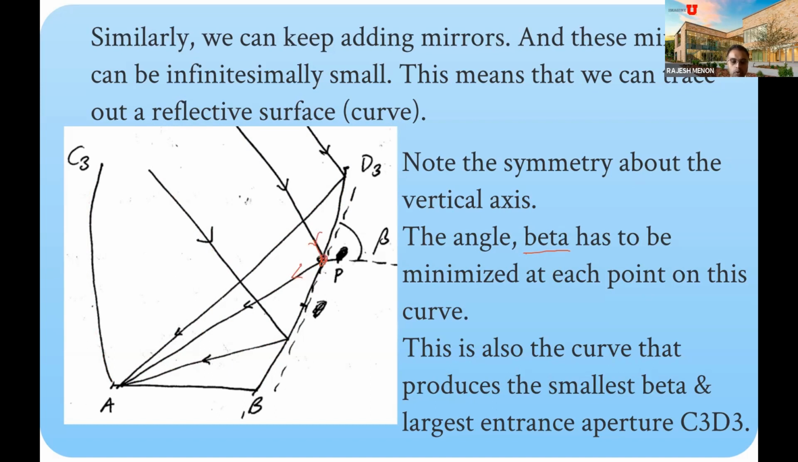Now you can show that this is also the curve that produces the smallest beta. You want that to be as small as possible for the largest entrance aperture. So this is what defines the parabolic concentrator. Now it's a compound parabolic concentrator because there are two of them, at least in 2 dimensions. Of course, in 3 dimensions, it will be rotated, and there are some complications there that we should be aware of.